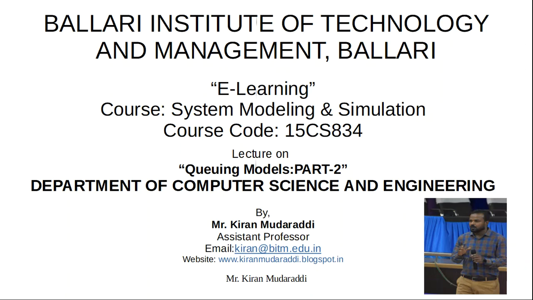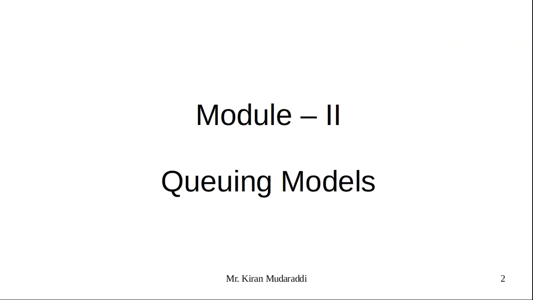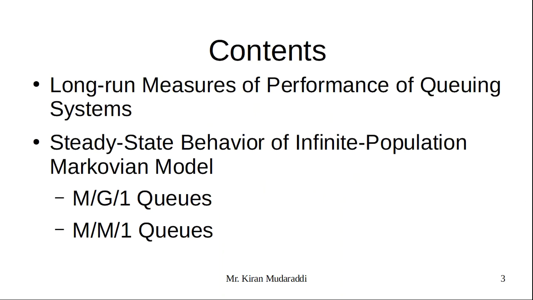In this video lecture, we are going to begin with a continued version of queuing models, that is part 2. We are going to see the contents: the performance of a queuing system, how to measure the performance of our queuing systems, and two different types of Markovian models, steady state behavior of infinite population models, that is M/G/1 queues and M/M/1 queues.